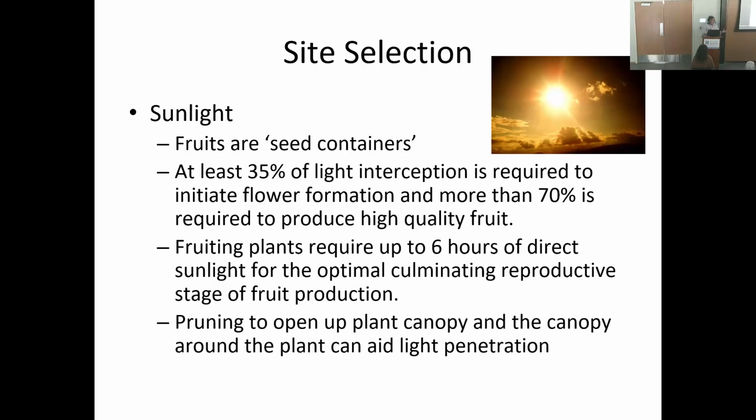You can prune the canopy of the plant to actually open it up for more fruit production. And if you've got an existing plant that maybe is covered with some canopy, you can prune back some of that canopy for more sun to come in. The most important thing to remember is you need about 6 hours of full sun to get good fruiting.